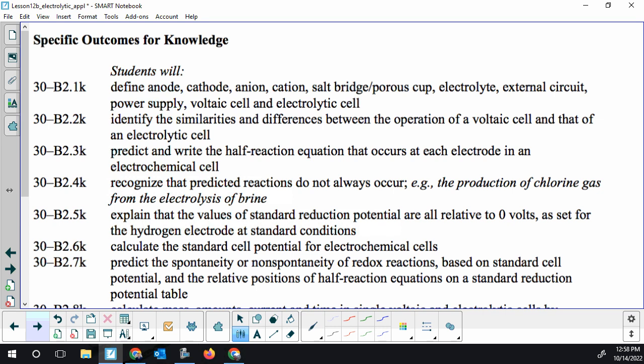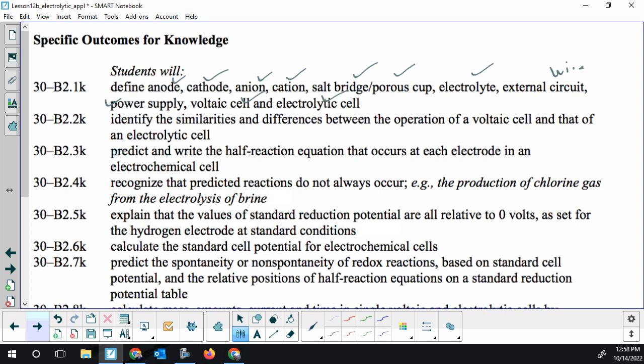So define anode, cathode. We've talked about those a lot. Cations, anions, that's the movement. You've hopefully touched a salt bridge in a porous cup in the lab. You need to know about conductive solutions, electrolytes. The external cell is the wire. Power supplies are in electrolytic cells, a battery. And you need to know about voltaic and electrolytic cells. So we've covered all that.